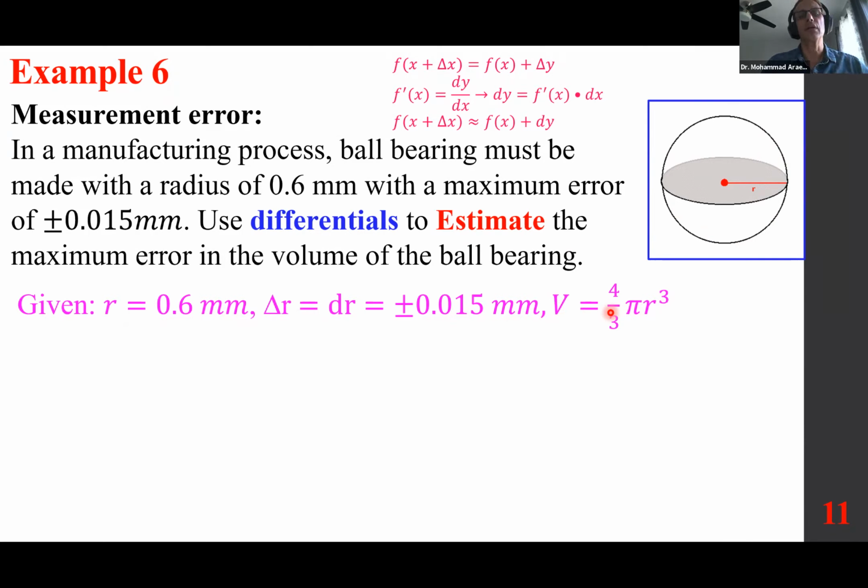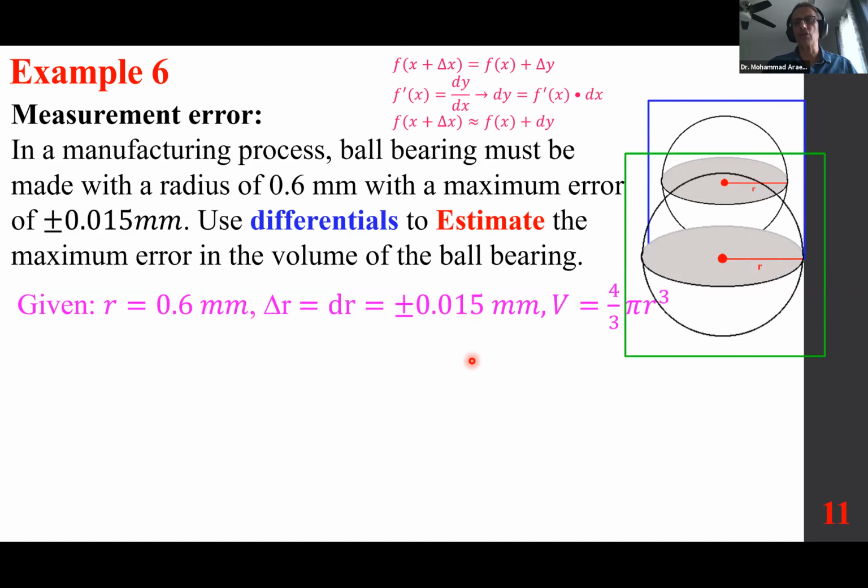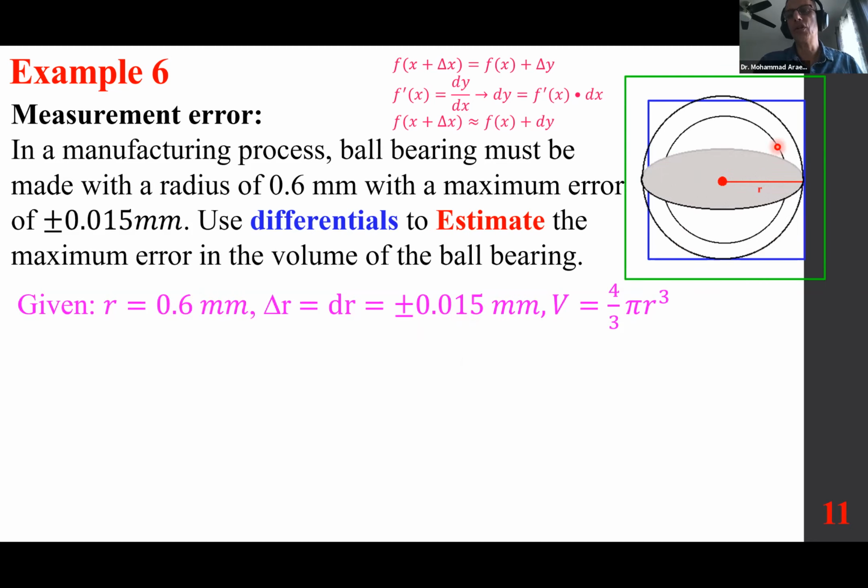And of course, we are interested in using the differential to estimate the maximum error in the volume. That means we want to find dV. So notice, if this is the radius, you want to add 0.015, make it larger, or you want to subtract, so it becomes either larger or smaller in a matter of comparison. And so you have this shape that changes accordingly.